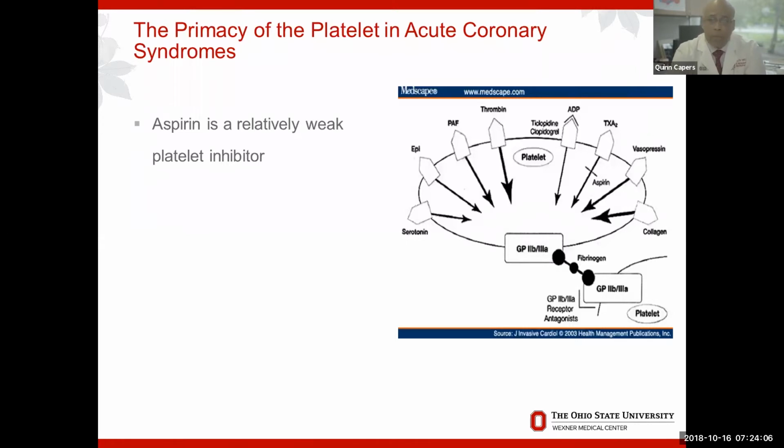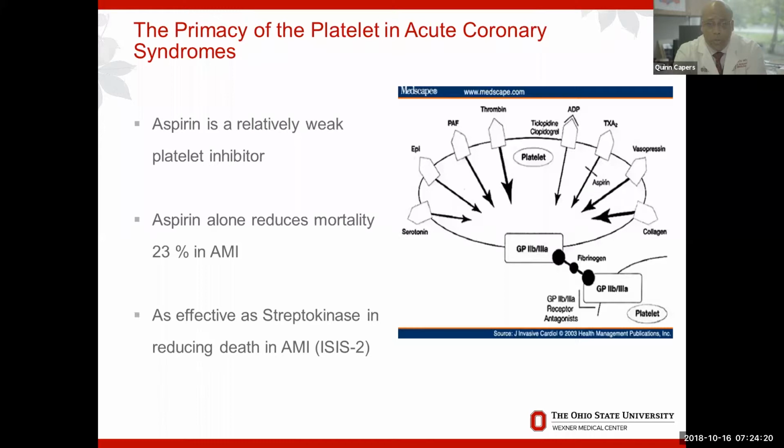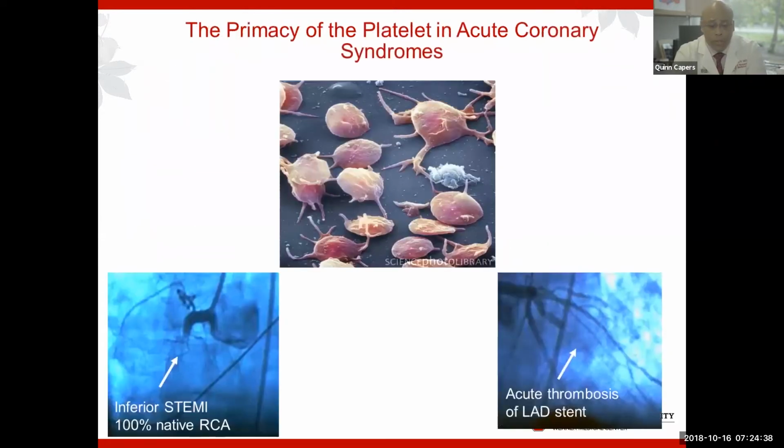However, aspirin by itself has been shown in a trial to reduce mortality in myocardial infarction patients by 23%. So weak though aspirin is, it actually, in a head-to-head trial, was as effective as the thrombolytic drug streptokinase in reducing mortality after a heart attack. We mention this only to show that if this weak platelet inhibitor has such a profound effect on mortality, that lets you know that the platelet truly plays a central role in thrombosis.